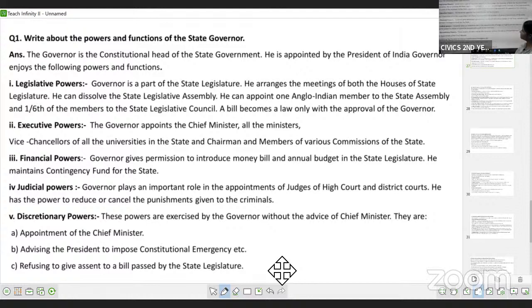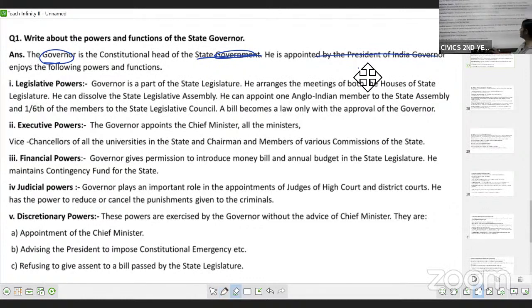Making small changes, like governor is the constitutional head of the state government. Here the president, instead of governor, you will write president, is the constitutional head of the country, of the state, only state, not state government. Just make that changes. He is appointed by the president. No, the president is elected. Here you need to make the changes.